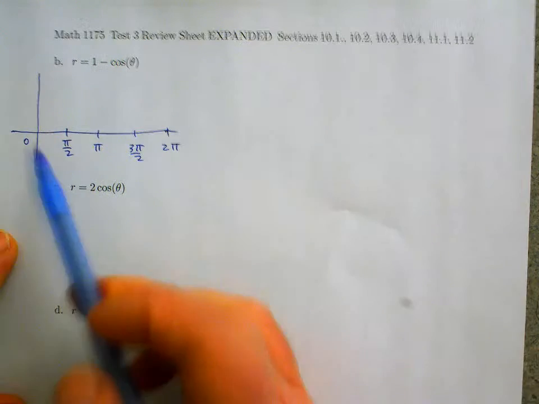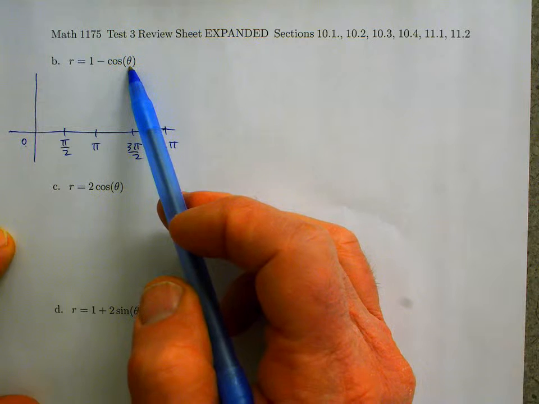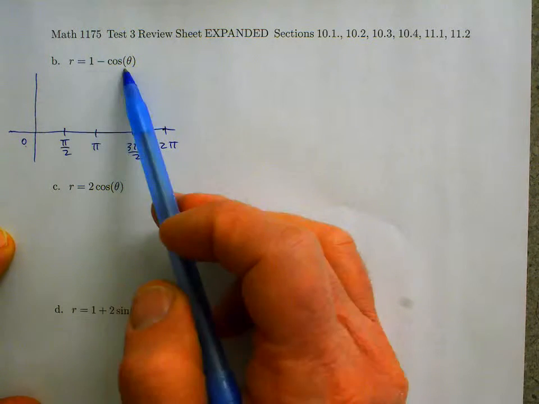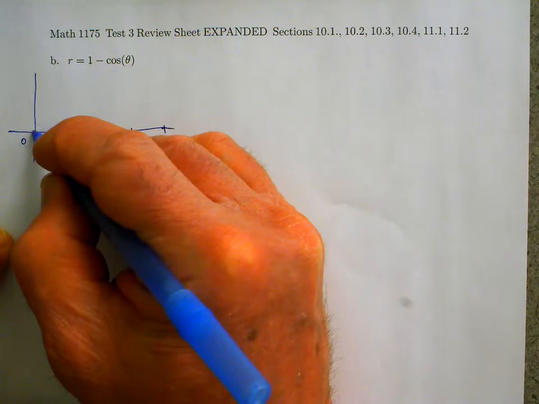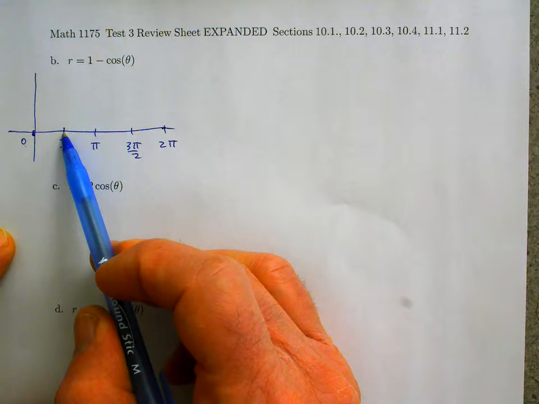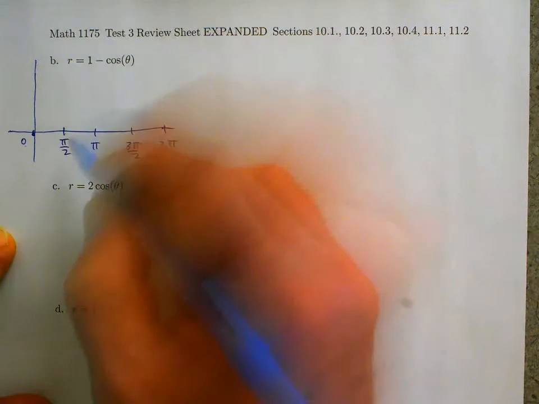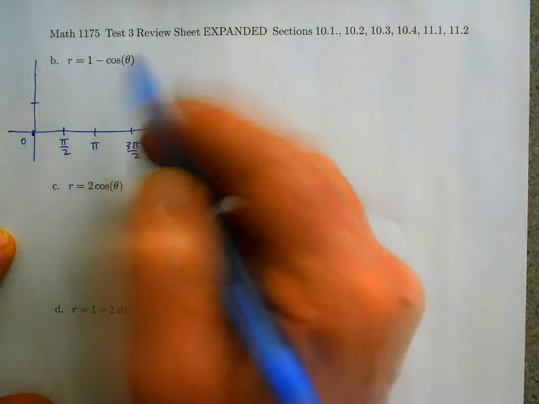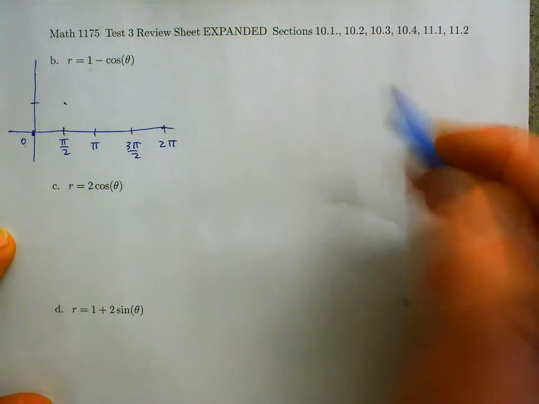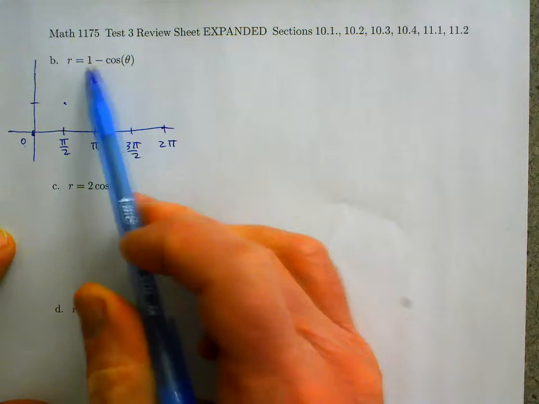When theta is 0, cosine of 0 is 1, and 1 minus 1 is 0. Then cosine of pi over 2 is 0, and 1 minus 0 is 1. Cosine of pi is -1, and 1 minus -1 is 2.